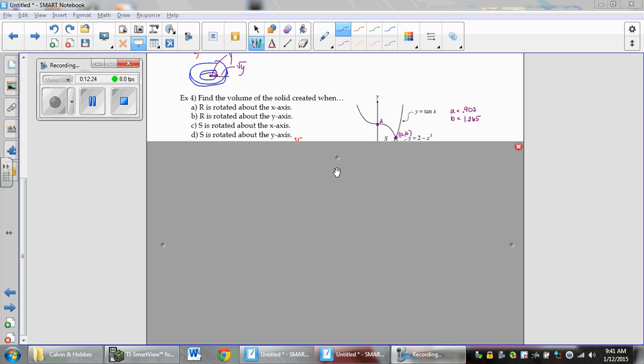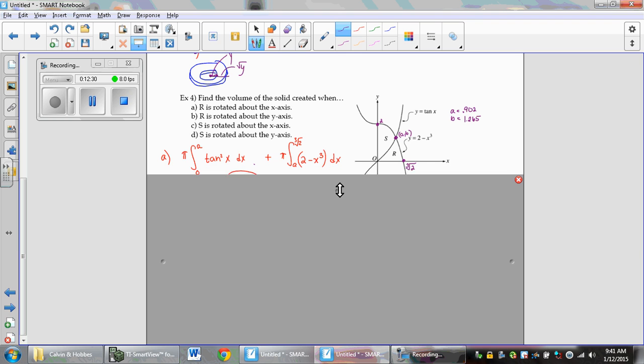All right, so I hope you at least tried to do these on your own and didn't just leave it for me, but here you go. If you take R here and rotate it about the x-axis, you need to split it up into two regions. You have the region from 0 to a and the region from a to the cube root of 2. And from 0 to a, you're spinning tan. And from a to the cube root of 2, you're spinning the cubic.